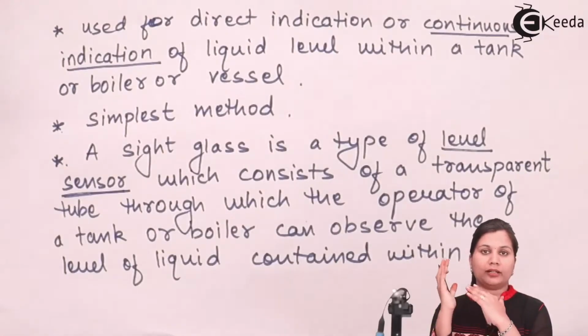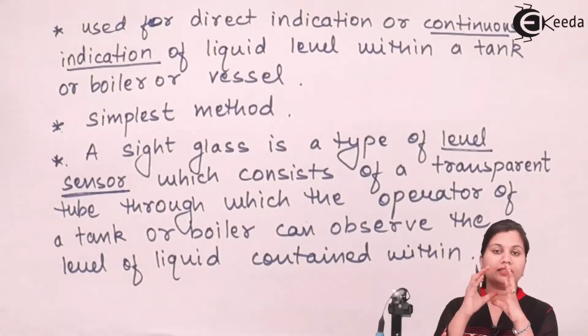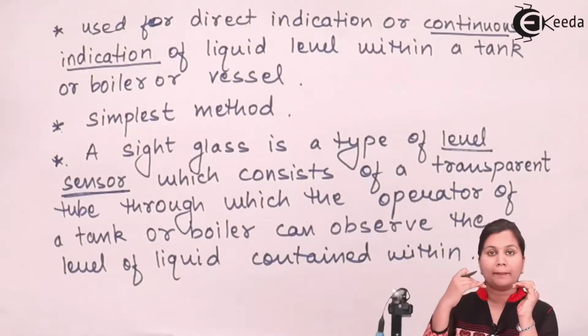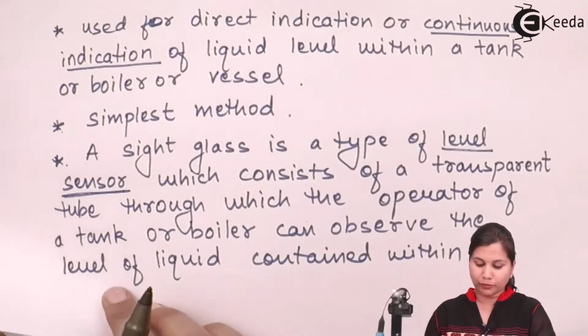So the operator of a tank or boiler can observe the level of the liquid by reading the scale which is marked on this transparent tube. This transparent tube has some scale or graduations marked on it, and through those graduations the operator can take the readings of the liquid level in the tank or the boiler. You can see that this is the most simple method, as the level of the liquid is the same in the tube and in the tank. So through this the operator can get the direct readings of the liquid level.